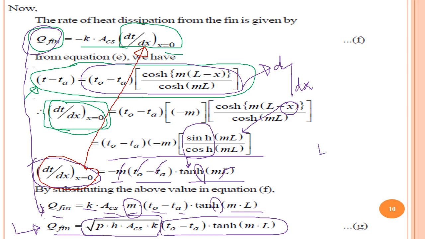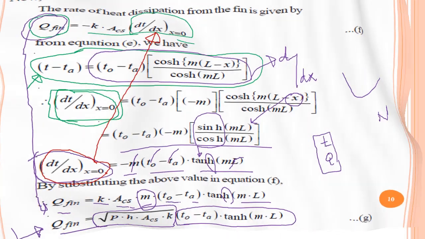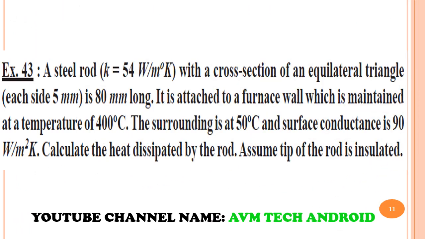So we know the temperature distribution and the heat transfer through a fin of finite length when the tip of the fin is insulated. So friend, I hope the derivation is very clear to you. Once the derivation is clear, we have to go for the numerical part, or you can say the application part of this formula.